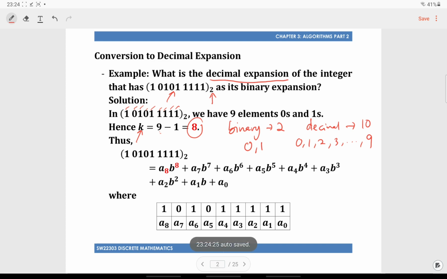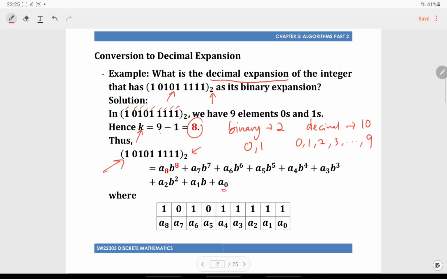So k is equal to the total number of elements, or total number of digits, minus 1, so we obtain the value for k. So this is the binary expansion to the base 2. It can be represented like this: a8 b^8 plus a7 b^7 plus a6 b^6 up to a1 b^1 plus a0 b^0. Because b to the power of 0 equals 1, we omit that 1, so it becomes a0 as the last element.